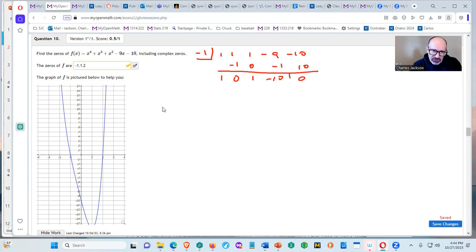But what we're going to do is use tech then to try to get a second zero, because if we can get the thing down to a depressed polynomial which is second degree, then we can go to the quadratic formula.